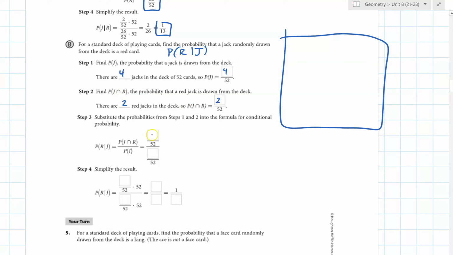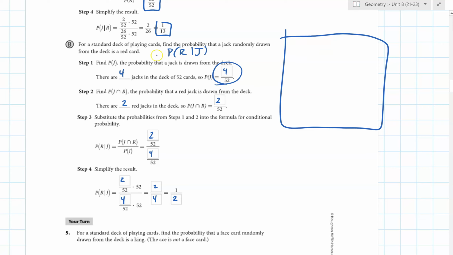And so then filling in the formula, the intersection we said is 2 out of 52. Probability of jack is 4 out of 52. And so then if we do 2 out of 52 divided by 4 out of 52, we can multiply the top and the bottom both by 52 over 52 and get 2 over 4, or 1/2. Now that's using the formula, but you might have done it first without the formula, as I suggested.